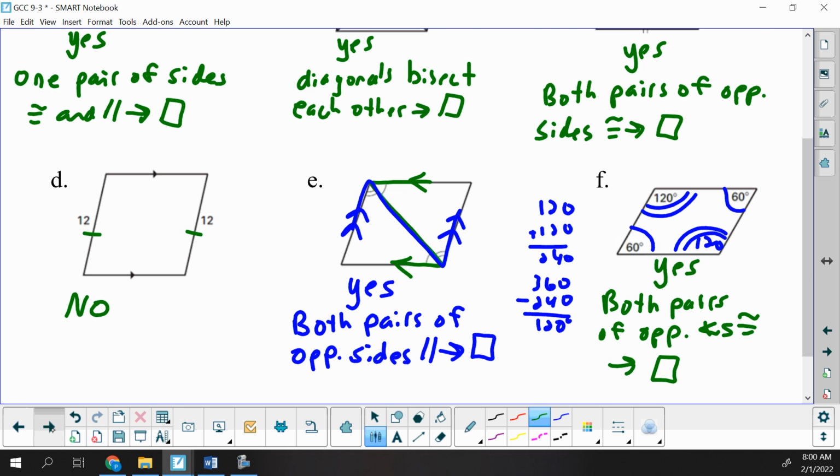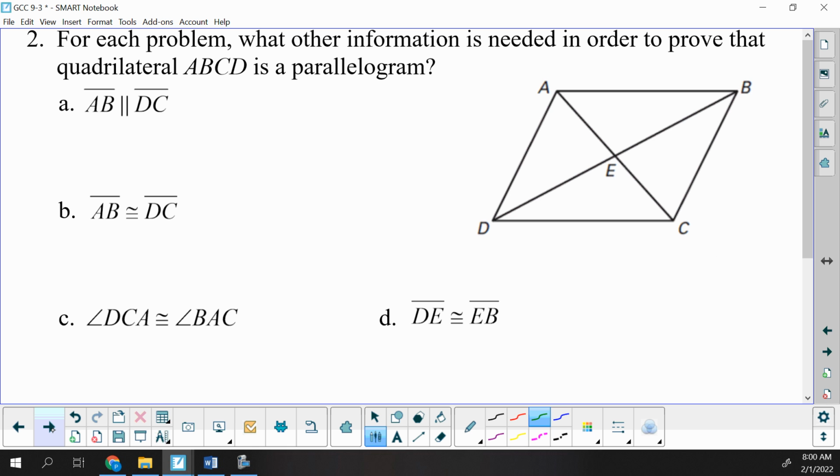All right, moving over to page 12 and number 2. We're going to use this picture for all 4 of these. And what we need to do is decide what additional information we would need to get this to be a parallelogram. Well, we start out with AB and DC. And I would say make sure to be using a pencil when we're doing this because we're going to erase our markings in between each one.